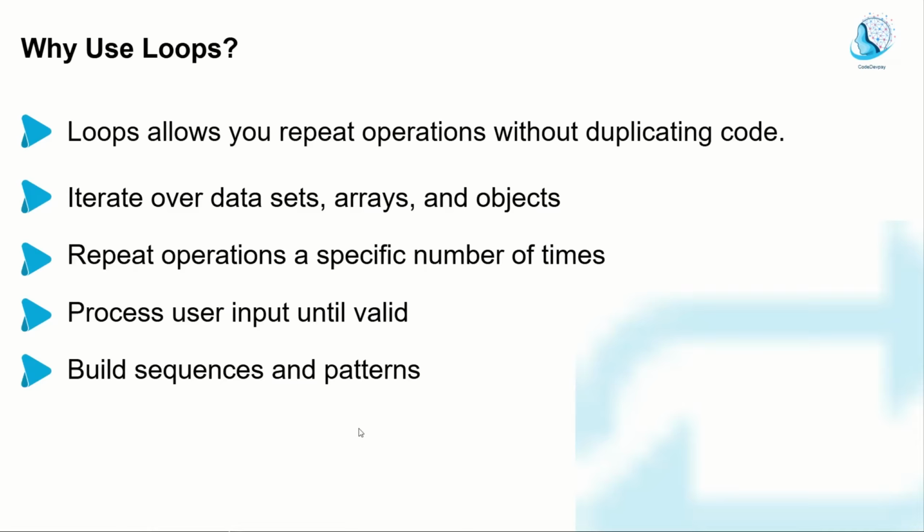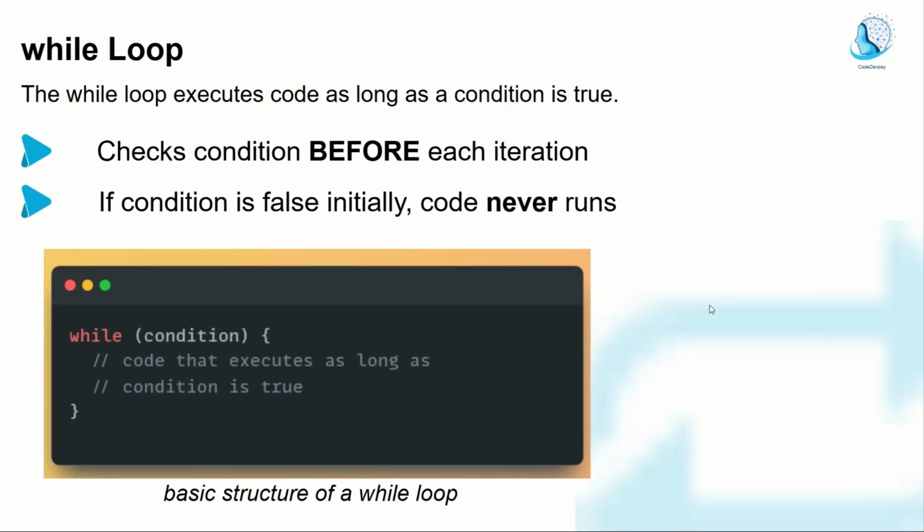We will start off with the while loop. Now, what is a while loop? The while loop executes code as long as the condition is true. So first, a while loop is going to check the condition for each step of the code. And if the condition is true, the block of code runs and then checks the condition again.